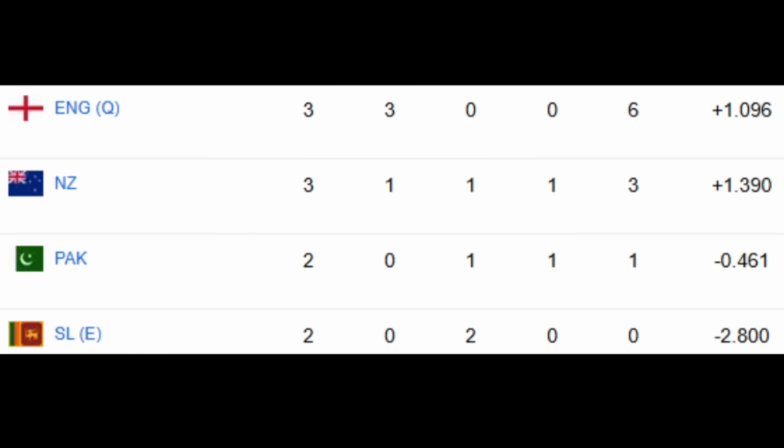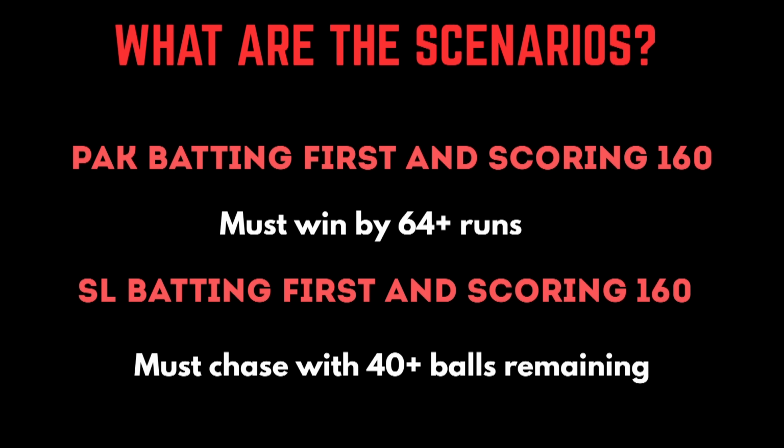So, what is the scenario that Pakistan have to ensure that they get through to the semi-final? And will India be in that? These are the scenarios that we will explain at this point in time. Scenario number 1: Pakistan bat first and score 160. What is the equation then? Pakistan must win by 64 plus runs.